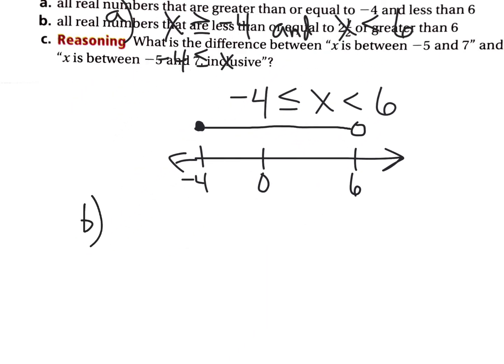Part B. They want numbers that are less than or equal to 2.5 or greater than 6. So with the word or, we're going to have two separate parts to our graph.